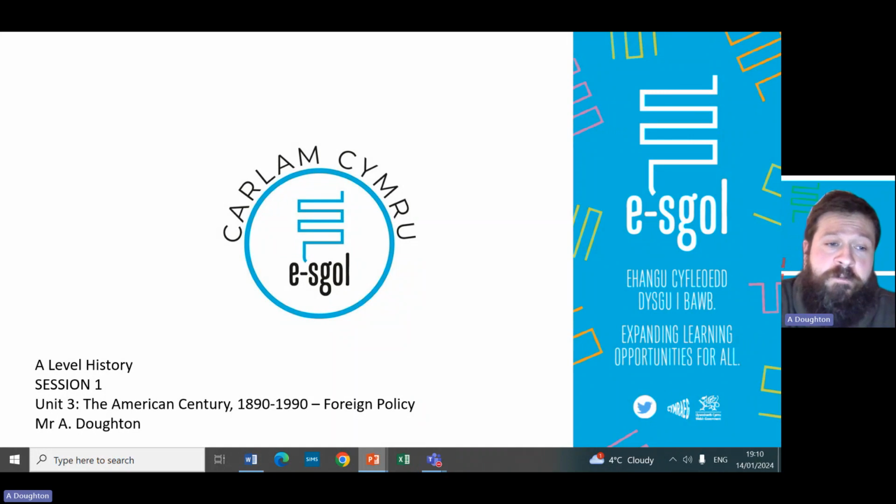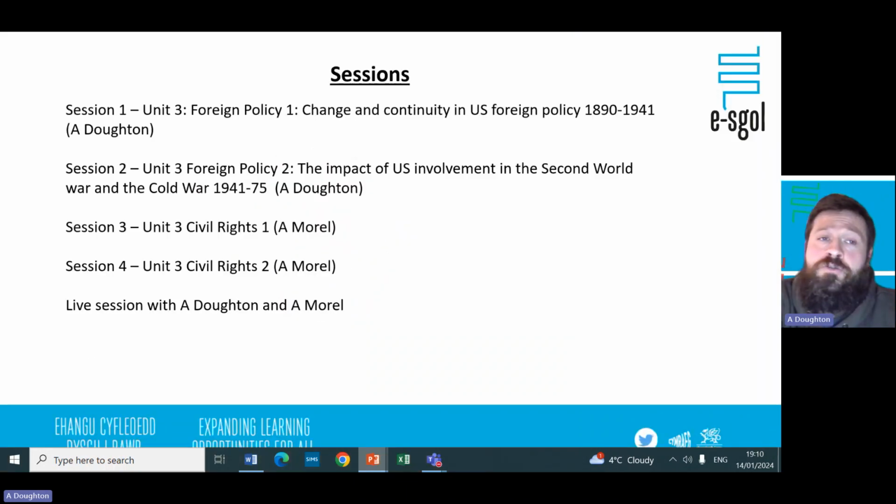These 4 sessions will focus on Unit 3, specifically the American century from 1890 to 1990. So I'll be leading the first 2 sessions, which will look at American foreign policy. My first session will look at changing continuity in US foreign policy between 1890 and 1941. Then next week's session will focus on the impact of US involvement in the Second World War and the Cold War between 1941 and 1975.